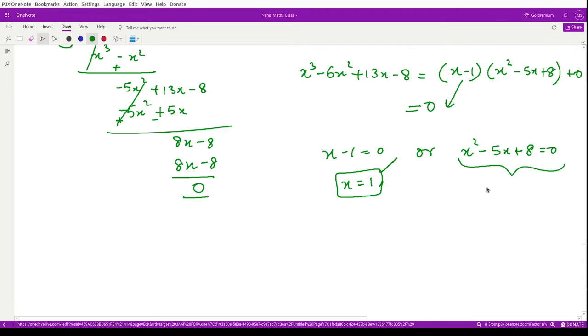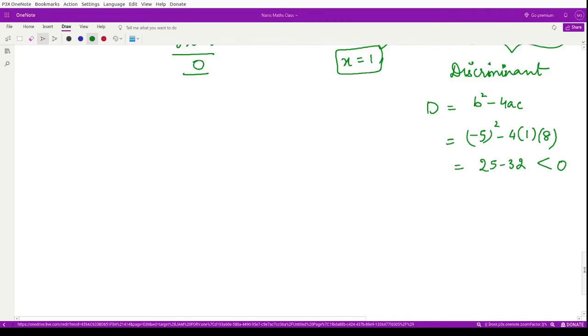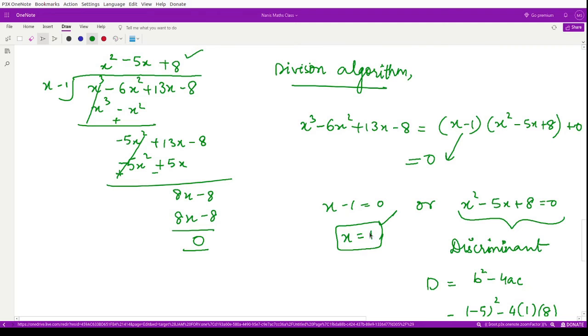Now for solving this quadratic equation, we can use the discriminant method, where you calculate the discriminant capital D, which is b square minus 4ac. Depending on that, we'll determine whether we have real roots, imaginary roots, or what. So b here is minus 5, so minus 5 whole square minus 4 into a is 1, c is 8, so we have 25 minus 32. You see this quantity is negative. So if your discriminant here is negative, therefore we do not have any real roots. So that means the only possible critical point is x is equal to 1.